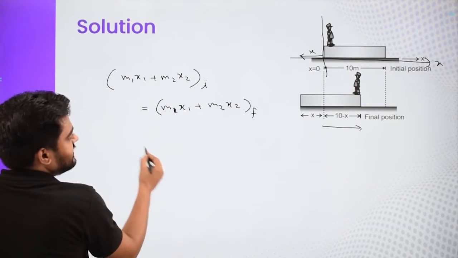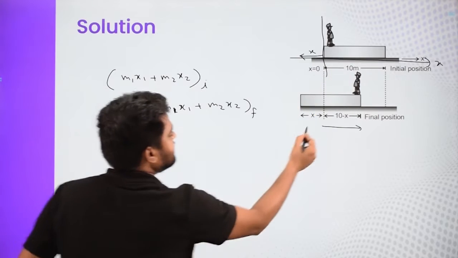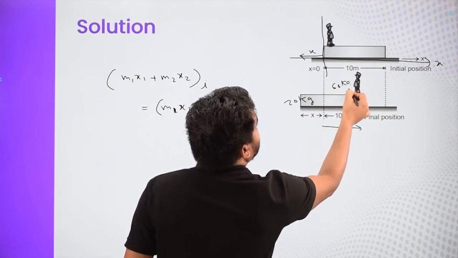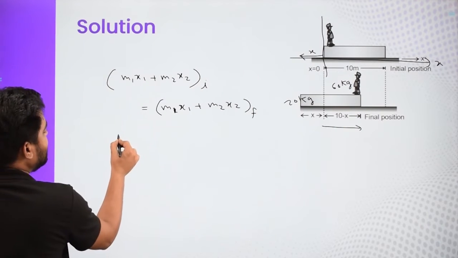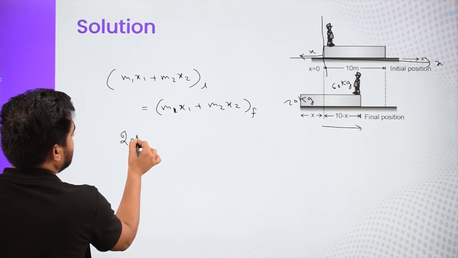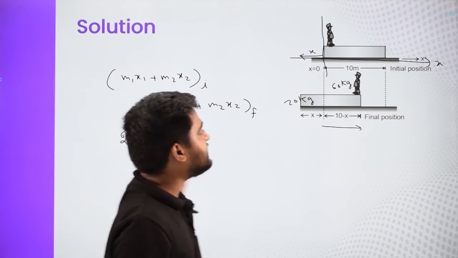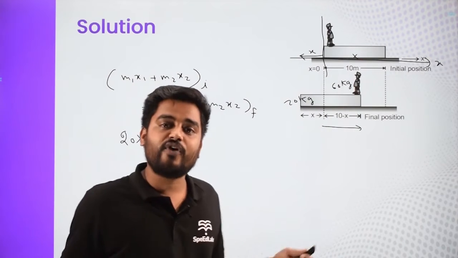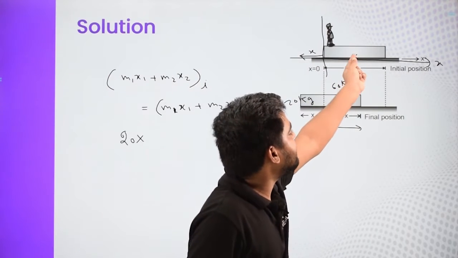So here this is M1 which is the plank. This is 20 kg and this is 60 kg. So I will say mass 1, which is the plank, 20 kg, into the X coordinate of its center of mass. Where does the center of mass lie for the plank? It is a uniform object, so the center of mass lies exactly in the middle.